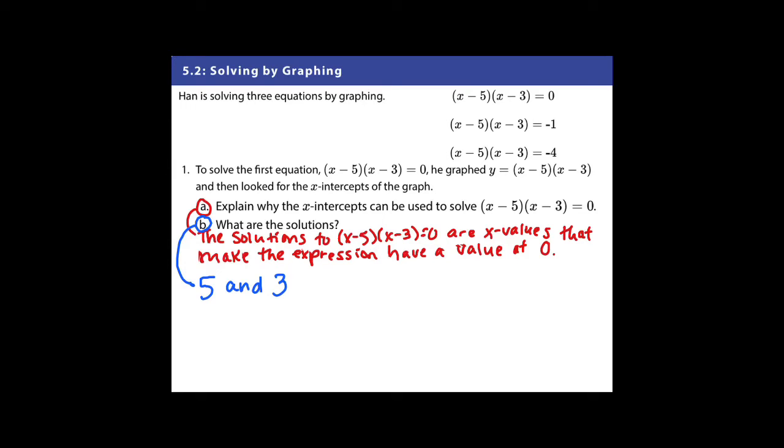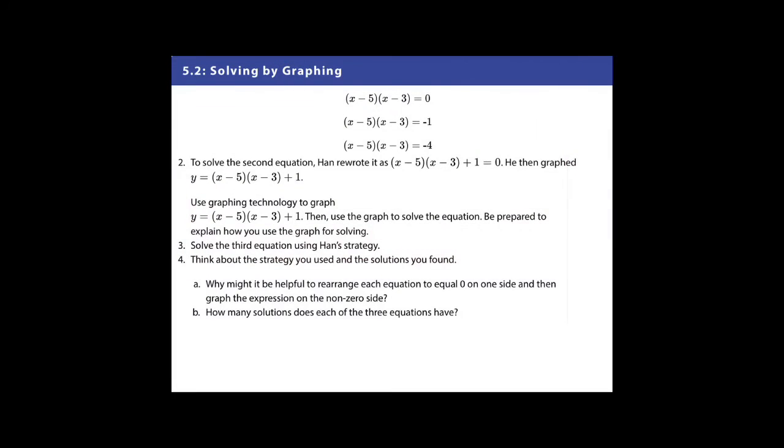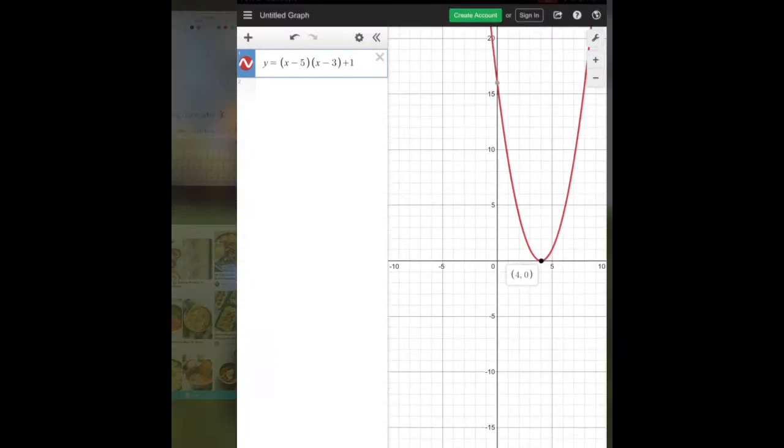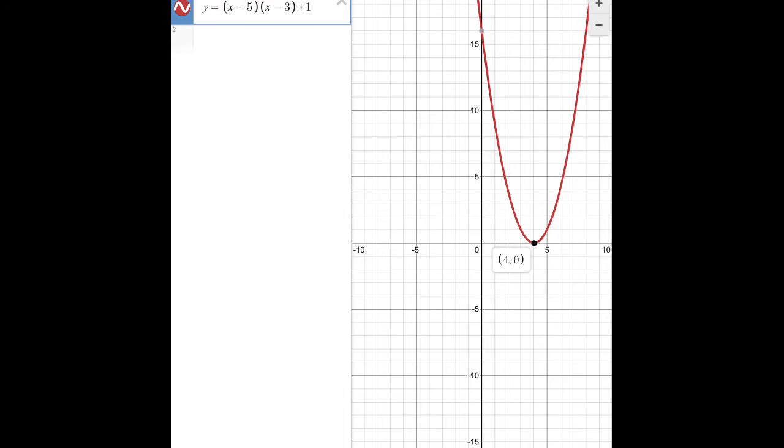And for b, what are the solutions? If you put each one equal to 0, you would get 5 and 3. Number 2, to solve the second equation, he wrote it as x minus 5 times x minus 3 plus 1 equals 0, and then he graphed y equals x minus 5 times x minus 3 plus 1. So use graphing technology to graph that equation, and then use the graph to solve the equation. So I already graphed this, and we would use the x-coordinate of the x-intercept, which is 4, so that is our solution.